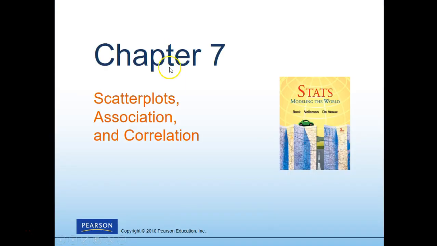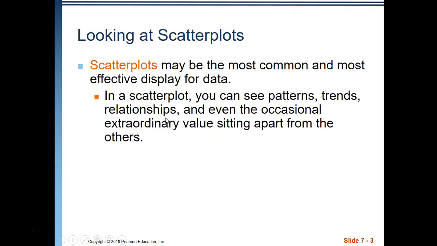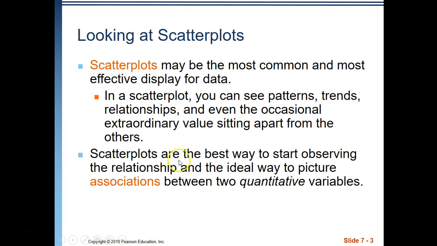So in Chapter 7, we were mainly focusing on scatter plots and their correlation, right? Looking at the scatter plots, right? And I'll hit on these a little faster than normal, so if I'm moving too fast, remember to pause these videos. A scatter plot may be the most common and most effective display of data that we get. In a scatter plot, you can see patterns, trends, relationships, even the occasional extraordinary value, those outliers that are sitting way out there that we talked about.